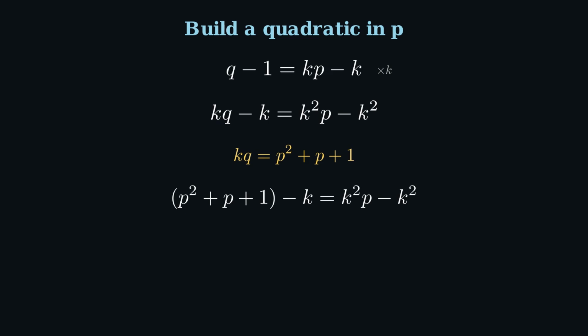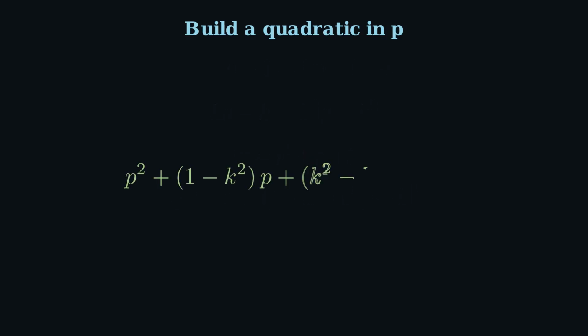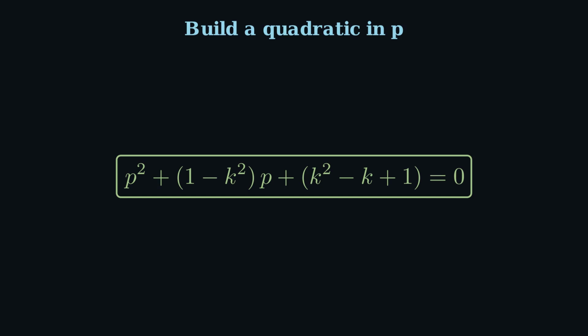So now we are going to make this into a quadratic equation in terms of p. So I'll just gather all the terms together. So we have p squared, and then plus, and what do we have? We're going to have a 1p here, and then a minus k squared. So it's going to be plus 1 minus k squared p. And then plus all the constant terms together. This will be a positive k squared minus k plus 1, so plus k squared minus k plus 1 equals 0.